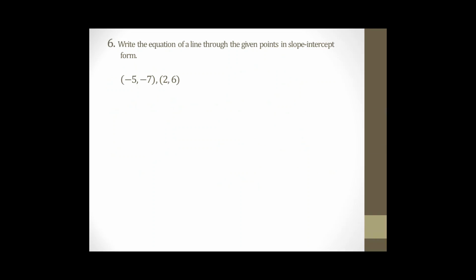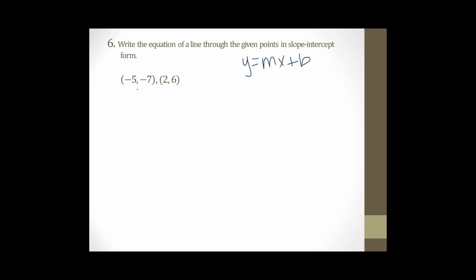All right, so let's look at number 6. So write the equation of a line through the given points in slope-intercept form. So remember that, just a reminder, y equals mx plus b. That's slope-intercept form. So if we're going to write an equation in slope-intercept form, we need the slope and then we'll need the y-intercept. First, let's start by getting the slope.